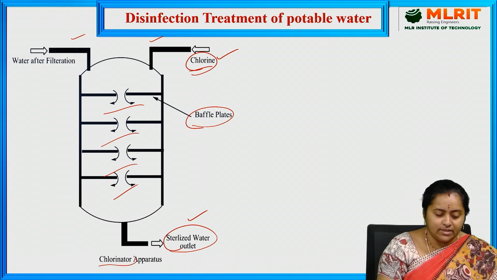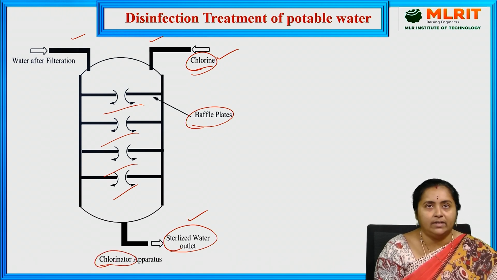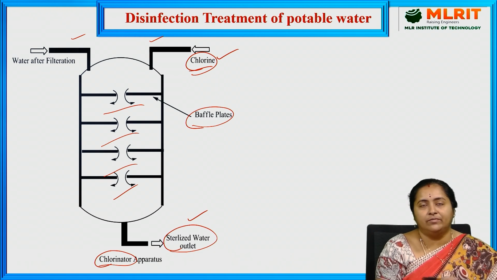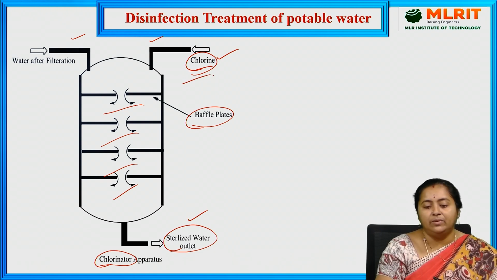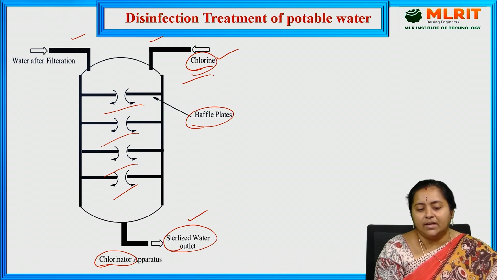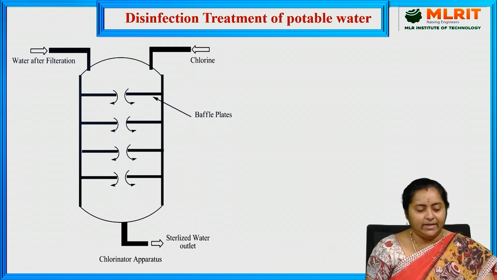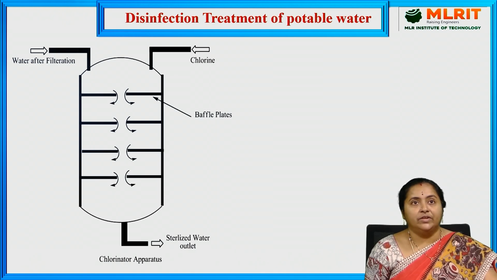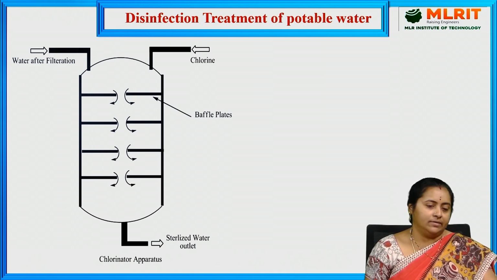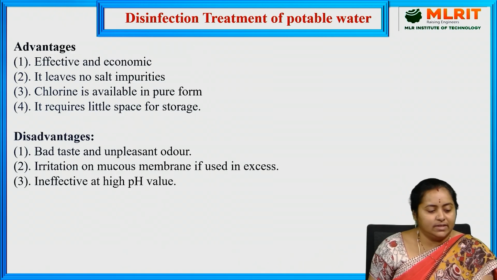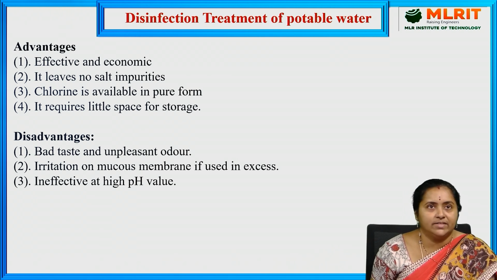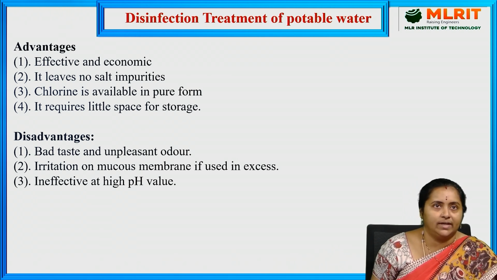So, this is the apparatus called a chlorinator, into which we allow the passage of water to be disinfected through one inlet, and through the other inlet we pass either chlorine gas or liquid chlorine. With the help of the baffle plates, the water becomes free from microorganisms. There are some advantages and disadvantages of this chlorination, that is, the chlorinator method.